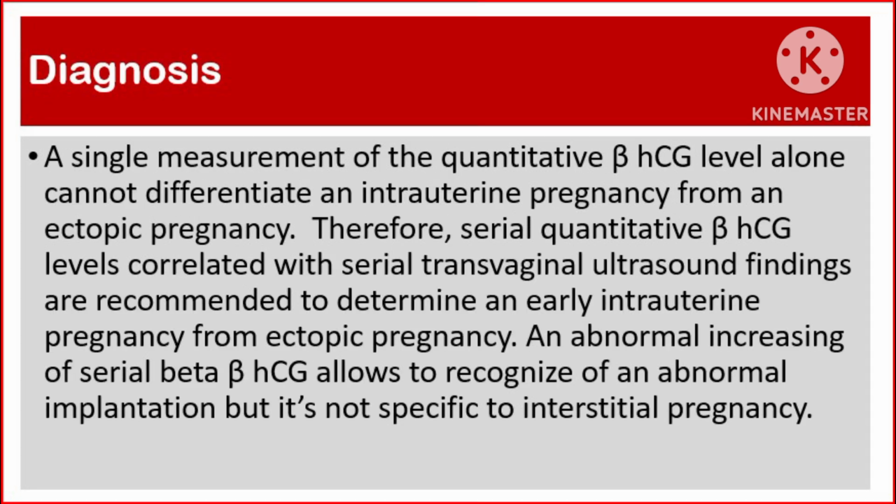A single measurement of the quantitative beta human chorionic gonadotrophin level alone can't differentiate an intrauterine pregnancy from an ectopic pregnancy. Therefore, serial quantitative beta human chorionic gonadotrophin levels correlated with serial transvaginal ultrasound findings are recommended to differentiate an early intrauterine pregnancy from an ectopic pregnancy. An abnormal increase of serial beta human chorionic gonadotrophin allows recognition of an abnormal implantation, but it is not specific to interstitial pregnancy.